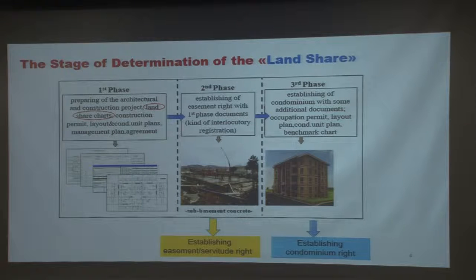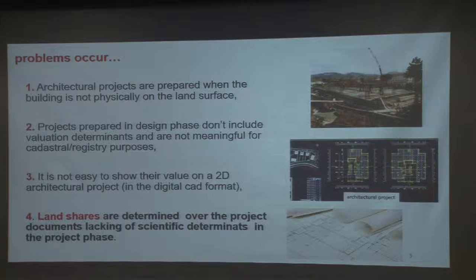In that phase, when the building is at the sub-basement level, landowners apply to land registry offices with the first phase documents, and these documents include land share papers. And after the completion of the building, in the third phase, easement right title transforms to condominium right title. In that process, we come across some problems related with land share percentages.